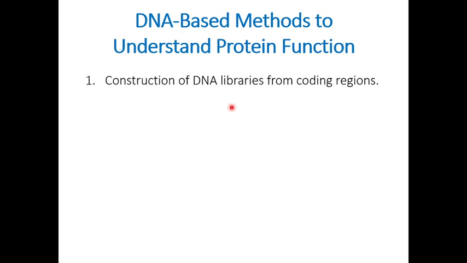Some of the common methods used are construction of DNA libraries from coding regions. This method is useful in converting an RNA to a DNA, and this is very similar to the RT-PCR experiment that we discussed before. And in this case, the DNA of a live cell can be readily monitored.